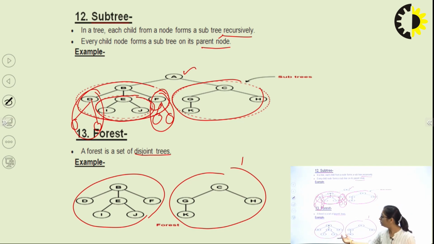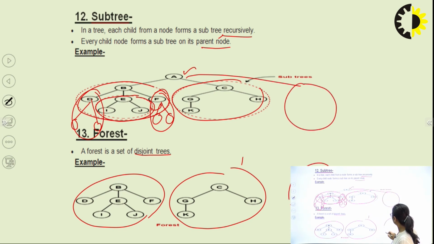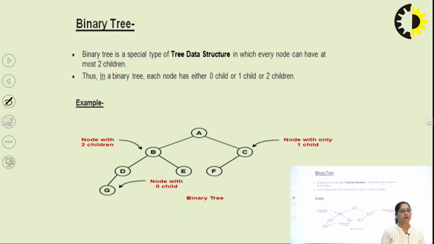So, any disjoint tree of a tree, if A has another subtree, that also becomes a forest. Okay. If they are disjoint, it means there is no common element or node present in them. From a subtree, you will make a forest. So these are the terminologies we discussed here.